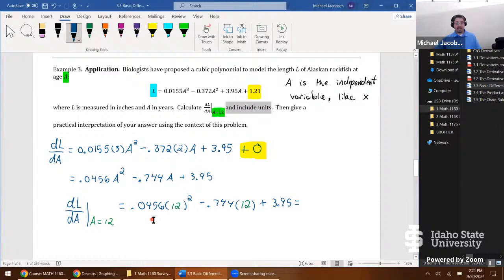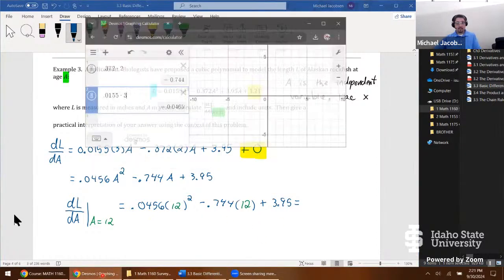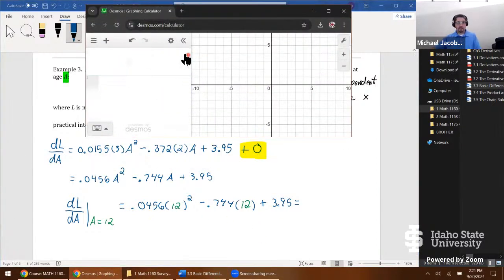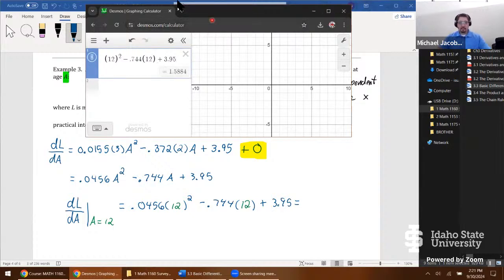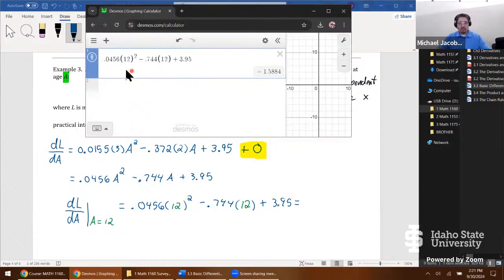First of all, let's just find out what all this is in the calculator. So typing that in carefully, we have 0.0456, 12 squared, minus 0.744 times 12, plus 3.95. Let me expand that just so I can make sure it's all in there correctly. Always good to double check here. 0.0456, 12 squared. Okay, provided we got it all in correctly, we get 1.5884.